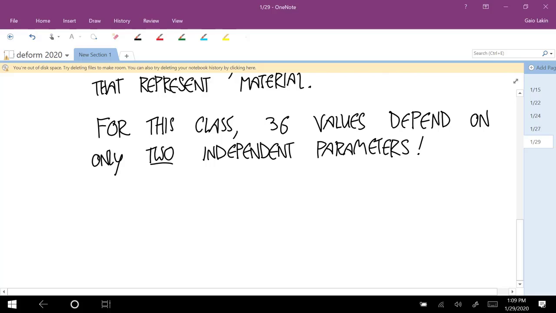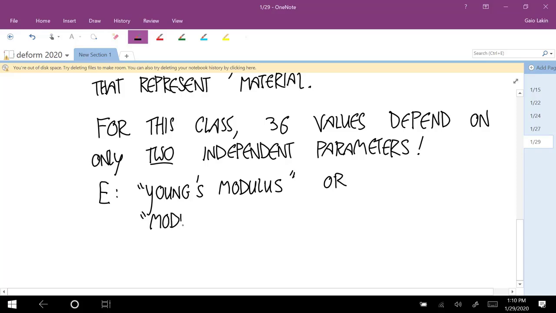So here are the two values. The independent parameters are capital E, that's called the Young's modulus. Or the modulus of elasticity. Or the stiffness.